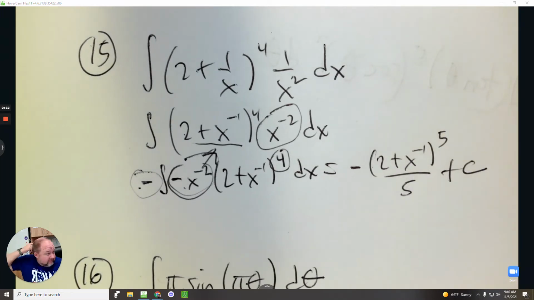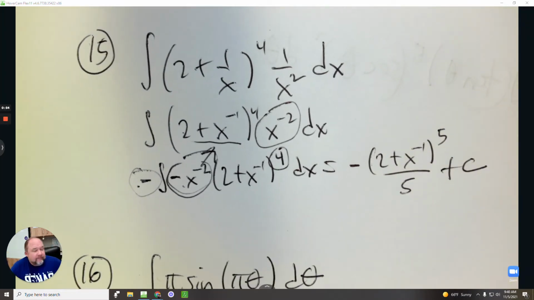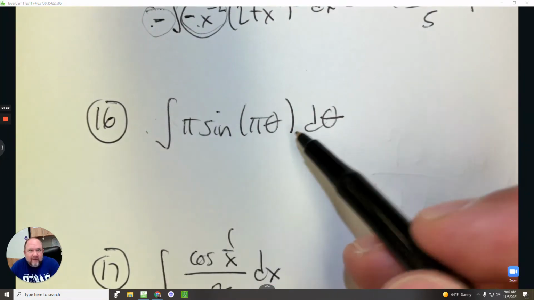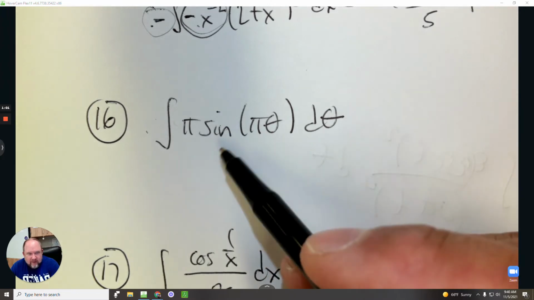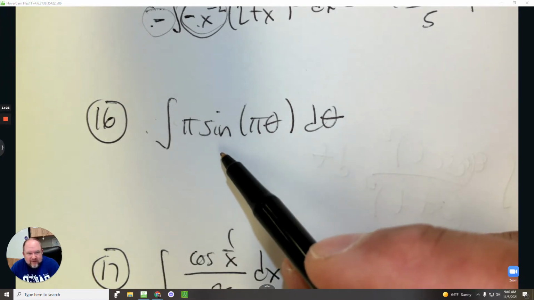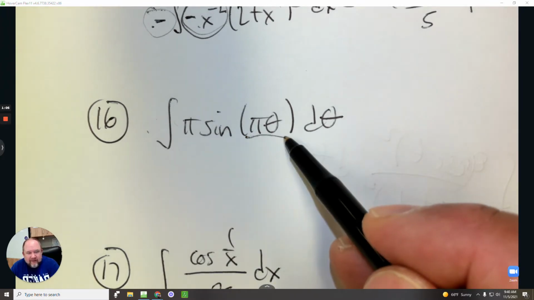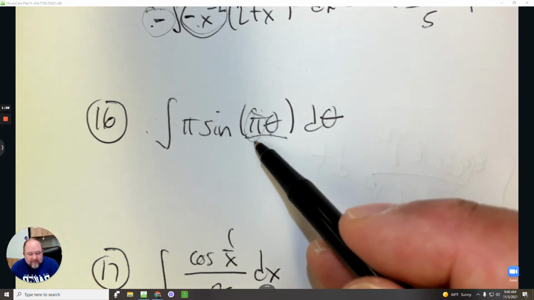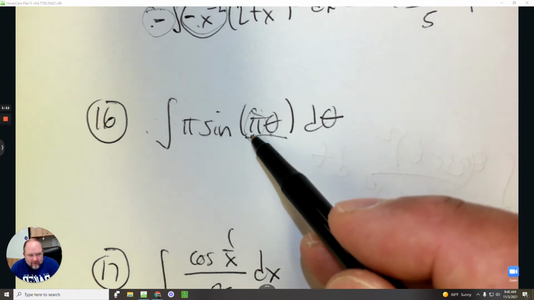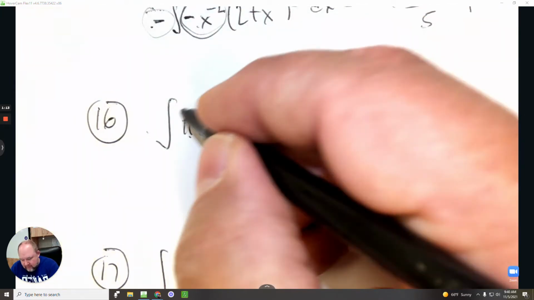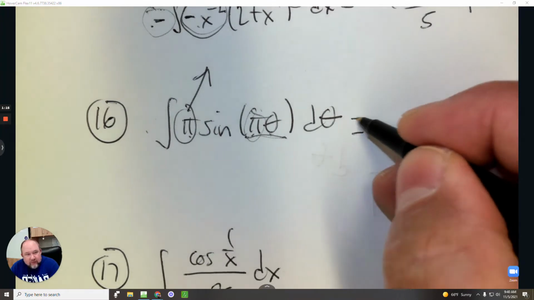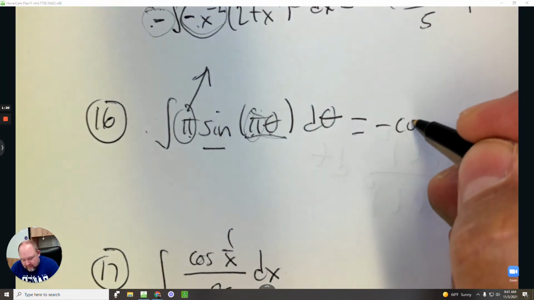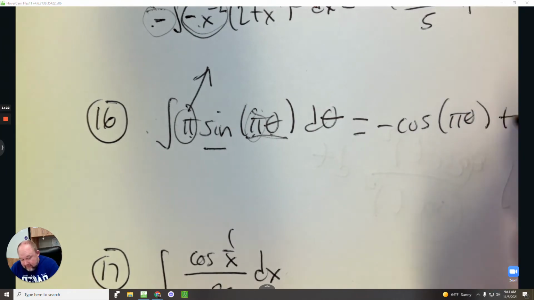Number 16. In number 16, again, you should always press pause, write it down. I'm ready to go. If you're not ready, you should press pause and write the question down. Inside the parentheses, the hook, the derivative, pi is just a number, like 2 or 3. So when you take the derivative, the answer is pi. That's the hook. The hook is correct. So it's ready to go. The hook goes away. The antiderivative of sine is negative cosine, and that's it, plus c.